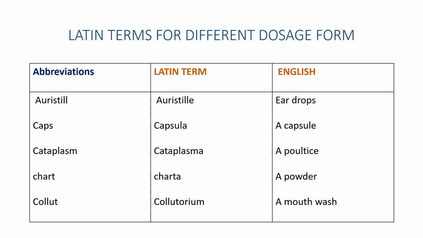Cataplasma. In English it is a poultice and the abbreviation is cataplasm. Poultice is a preparation which is externally used to reduce inflammation and pain. Charta. In English it is a powder and the abbreviation is chart. Pulvis means also a powder. Then colutorium. In English it is a mouthwash and the abbreviation is colut.